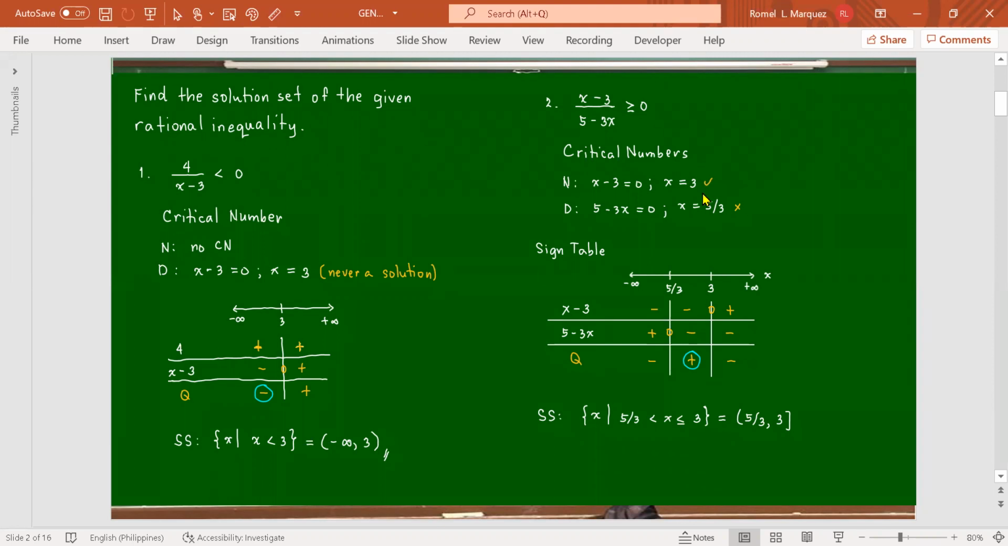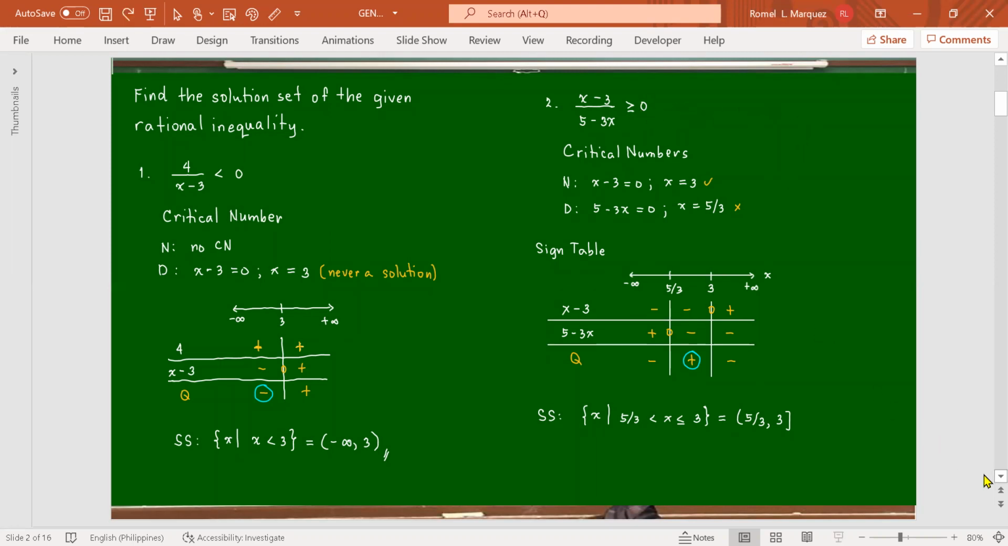So the numerator can be 0? Yes, because if the numerator is 0, it is equal to 0, it is a solution. But let's say it is just greater than. If it is just greater, we don't include 3 also. We include 3 because it so happens that equality is part of the inequality. And once equality is part, once the numerator is 0 there, it is also true that it is equal to 0. Okay, sir.